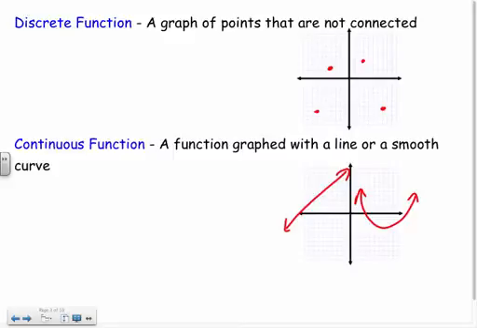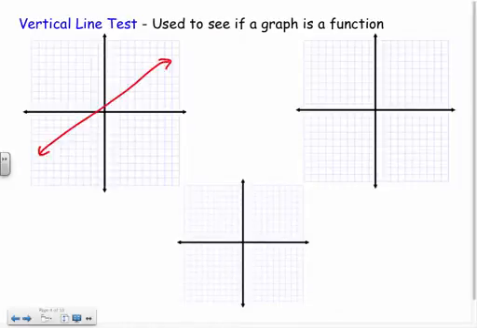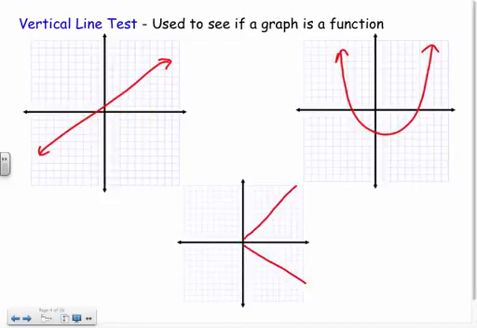It continues. And we also have something that we call the vertical line test to see if something is a function or not. So I'm going to draw 3 graphs here. Here's a graph. Here's a graph. And here's a graph.